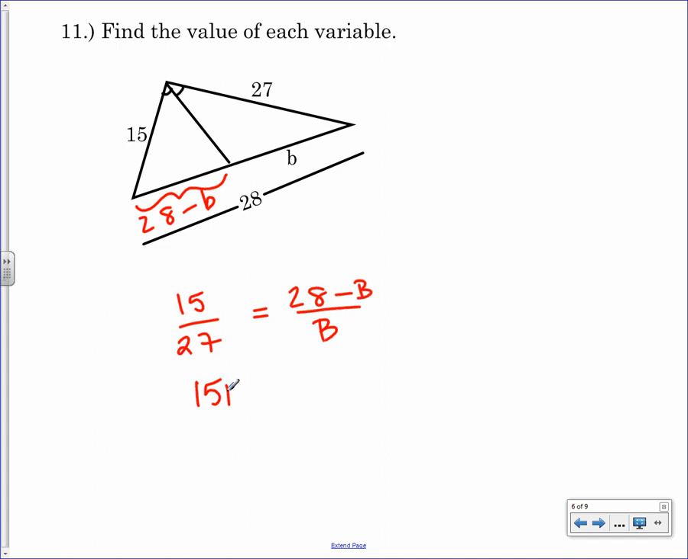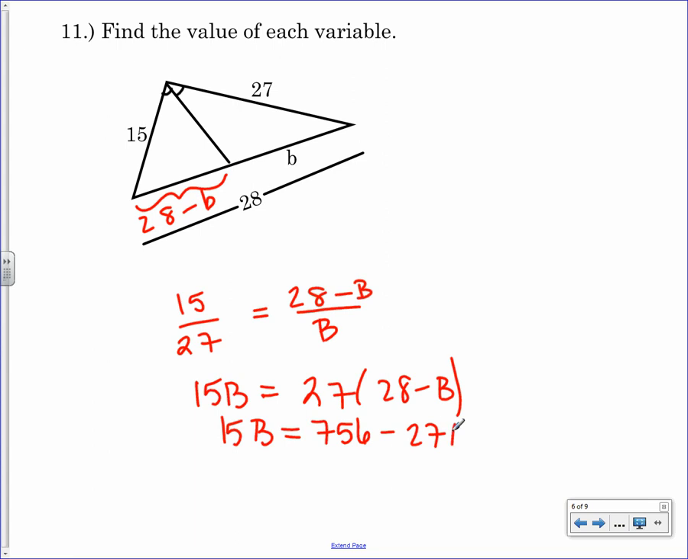So it's going to be 15 times b equals 27 times quantity 28 minus b. So 15b equals, what's 27 times 28? 756 minus 27b. You guys finish it from there. See what you get for b. You should get 18. Yeah, everybody take your time. Actually do it, okay? Anyone not getting it right and need help? Okay, just 2 more, pretty quick.